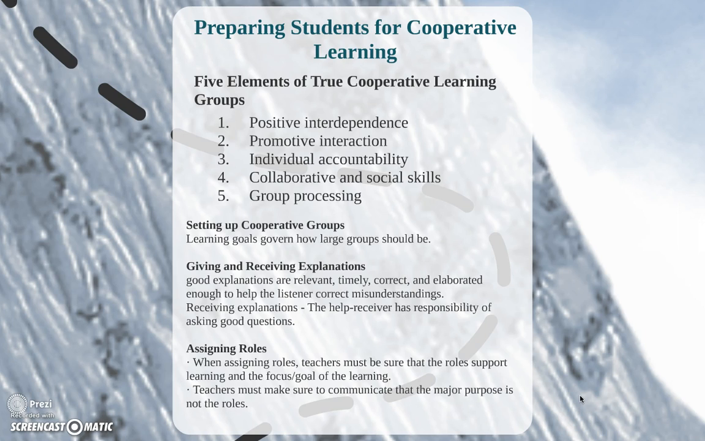Some tips for better cooperative learning are setting up cooperative groups, which is learning goals governing how large groups should be. The second is giving and receiving explanations. This can be achieved through good explanations that are relevant, timely, correct, and elaborated enough for the listener to correct misunderstandings. The third is assigning roles. When you assign roles, teachers must be sure that the roles support the learning and the main goal or focus of learning.